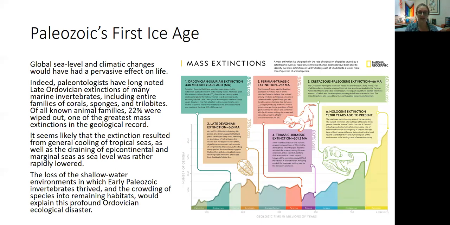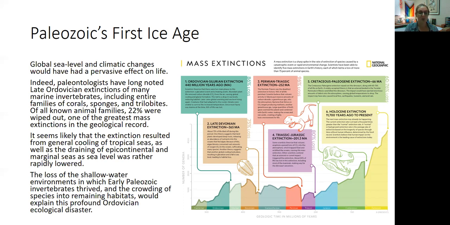There were a lot of animals that lived in that shallow water that weren't able to migrate as the sea level fell. So there were a lot of extinctions of corals, sponges, trilobites. About 22% of all known animal families were wiped out at this time, almost a quarter of all the animal families. It seems like the extinction resulted, again, not just from the sea level falling, that was a big part of it, but also because the tropical seas got colder. So the warm water loving animals weren't able to survive.